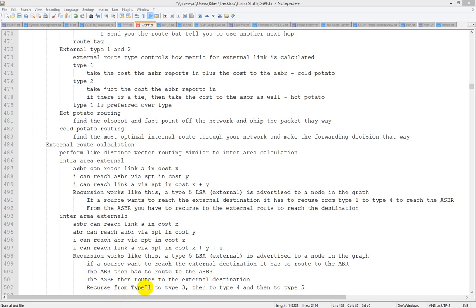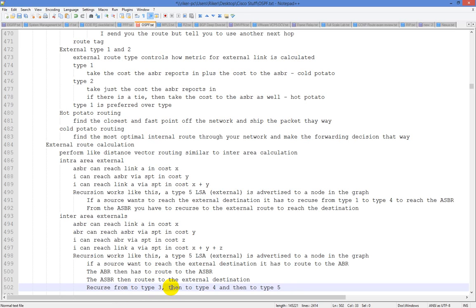So technically this one here is wrong. That's actually incorrect. It's going to be type 3, because you're going to have to go to the ABR. Then it's going to be type 4 to reach the ASBR. Then type 5 to reach the external route. So again, if you understand the concepts of route recursion and what the different border routers and different LSA types mean, then you can start to learn and build the shortest path tree out of the link state database, and it becomes relatively straightforward for the most part. It just takes time to grasp the concepts.